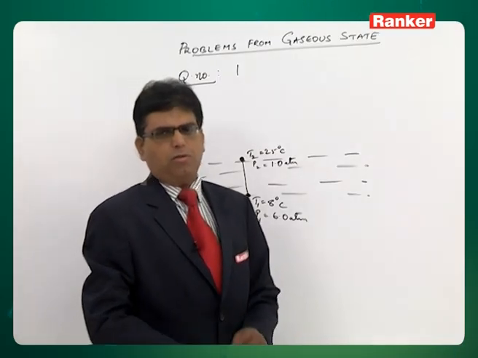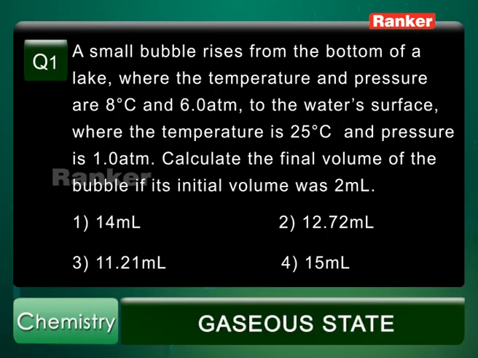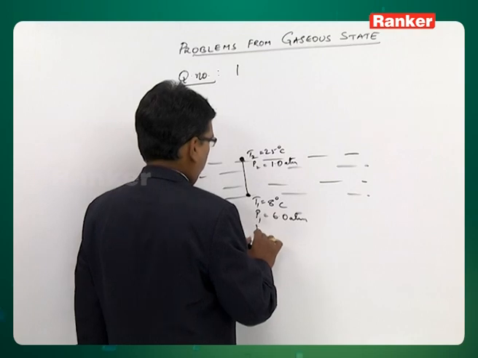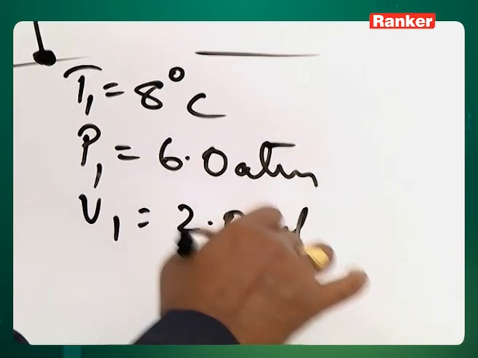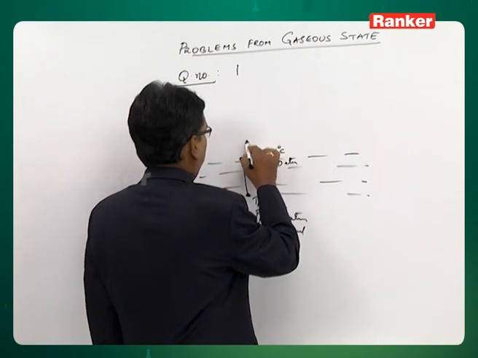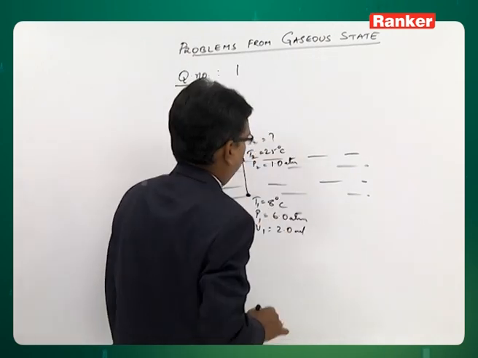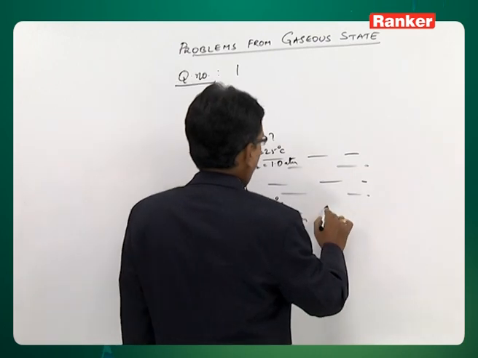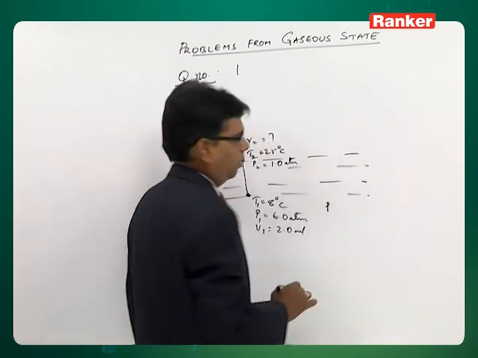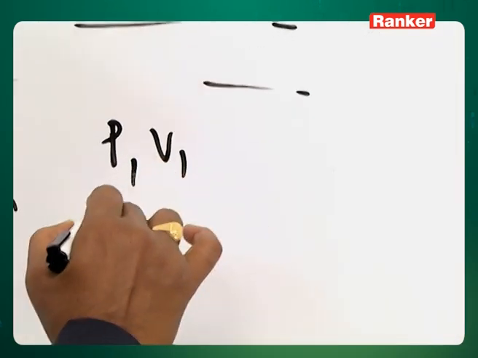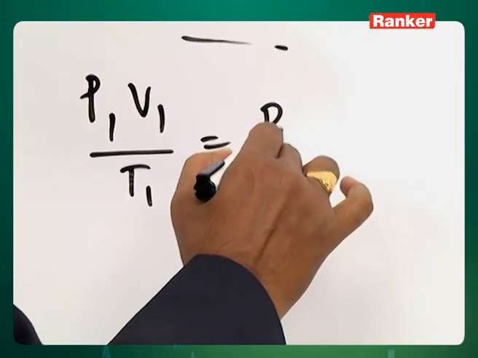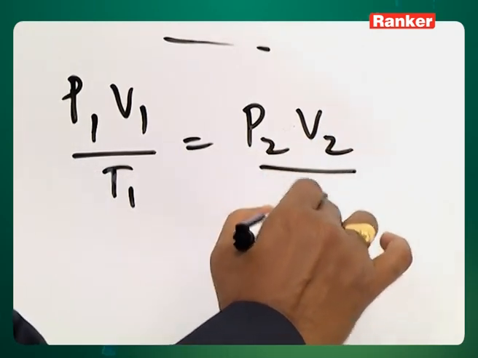When the bubble is raised to the surface, we calculate the final volume of the bubble if its initial volume was 2 ml. So the volume of this bubble is 2 ml, and we need to find V2. The question seems to be difficult, but the solution is very simple. P1 V1 by T1 is equal to P2 V2 by T2, the ideal gas equation.